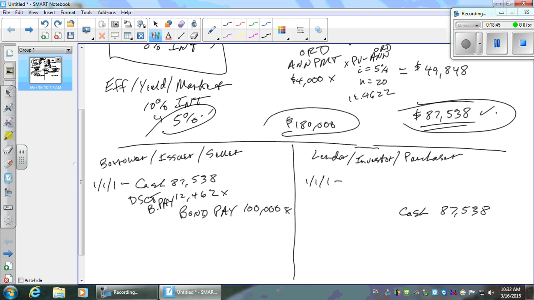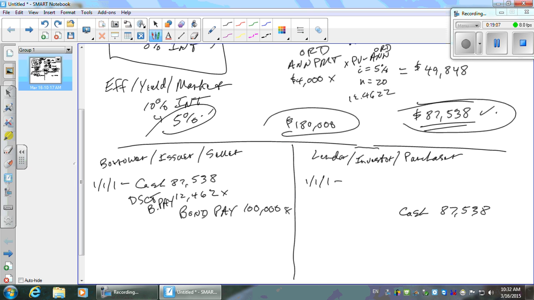87,538. On my balance sheet, I'm going to show a bond payable of 100 less the discount of 12,462. It is a contra liability account. Got it? And the net liability is the difference. It's just like equipment less accumulated depreciation on the asset side. Got it? Works exactly the same way. Everybody good?